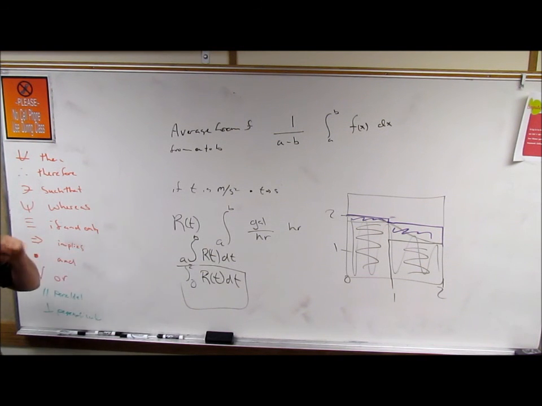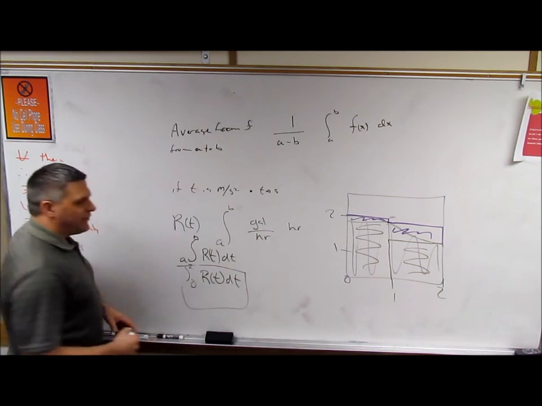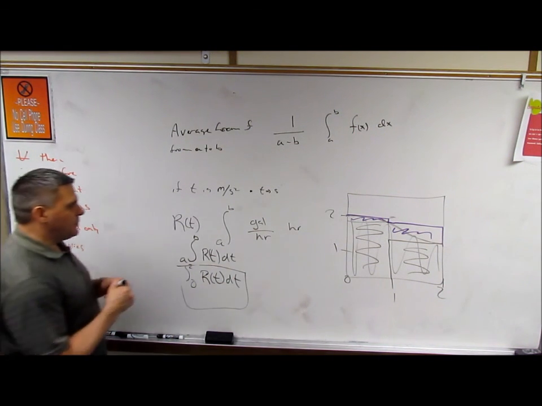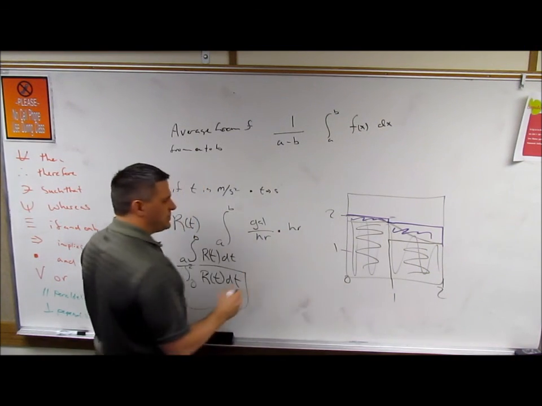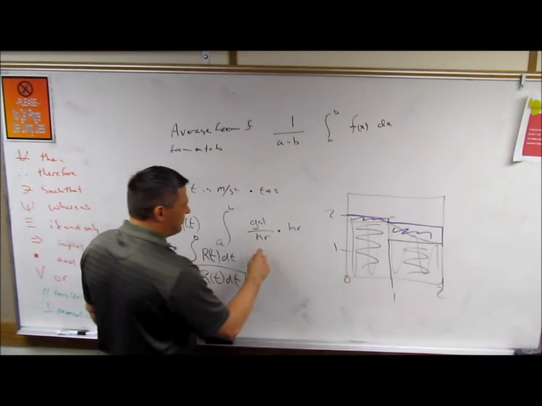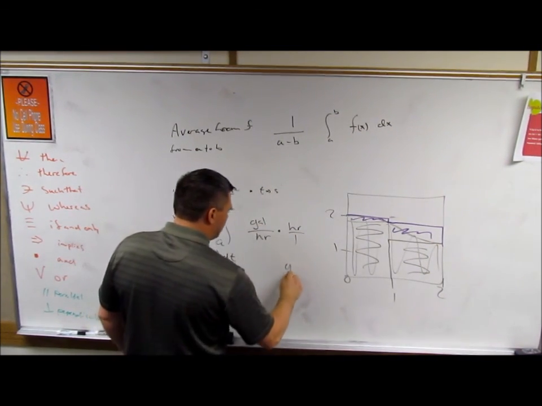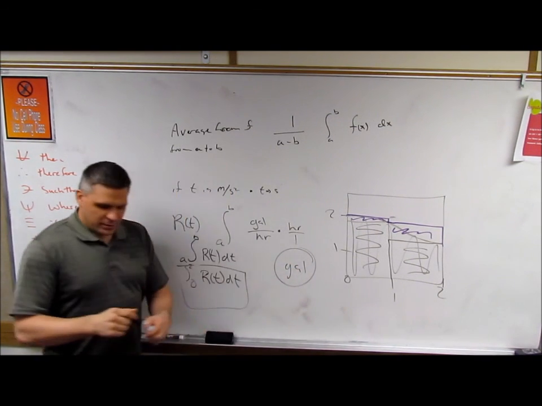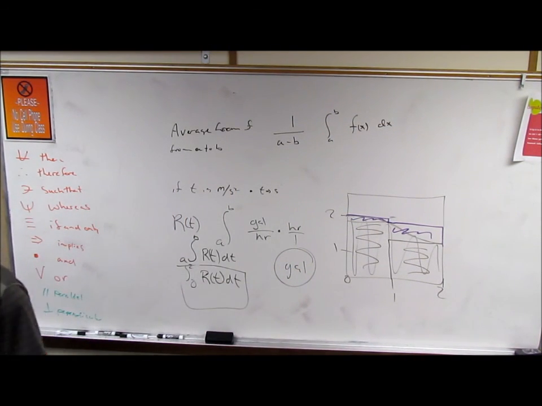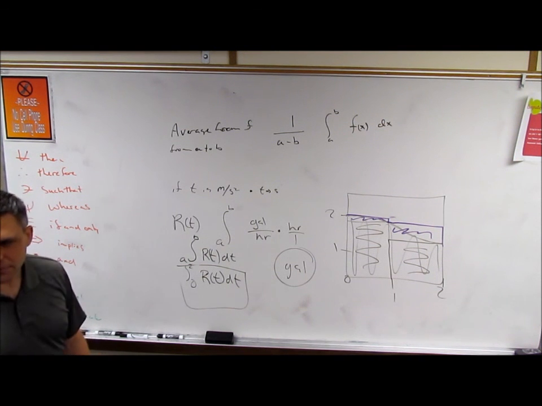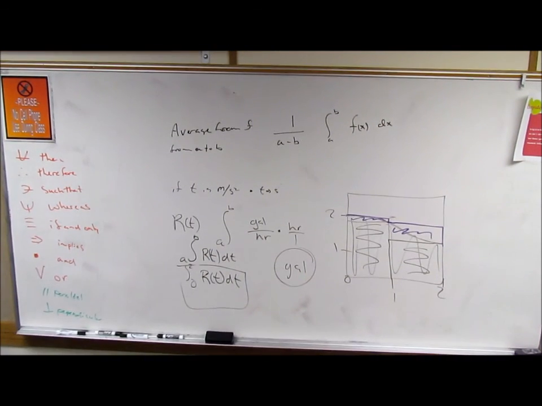Now, if I were to say, when you do the integral, what are you left with? What are you left with when you multiply hours times gallons over hours? You're left with gallons, right? The hours cross out. And that's it. Kind of simple.